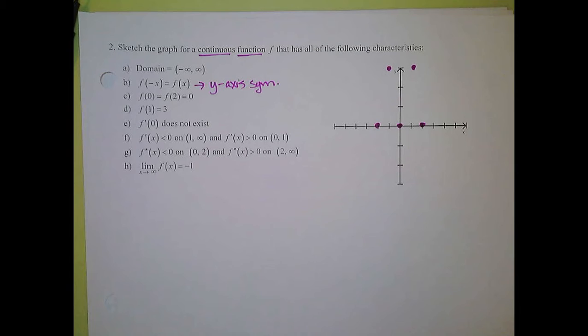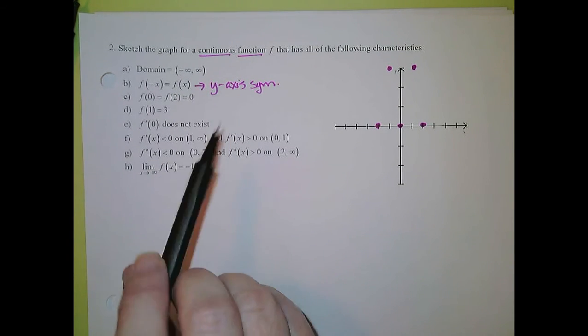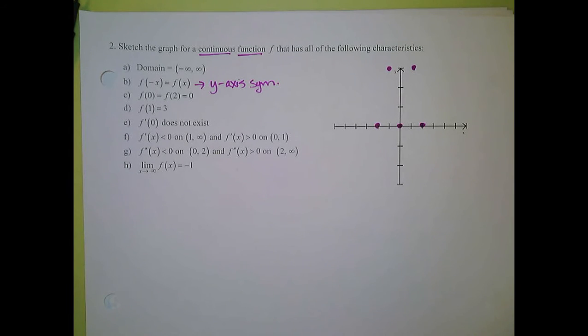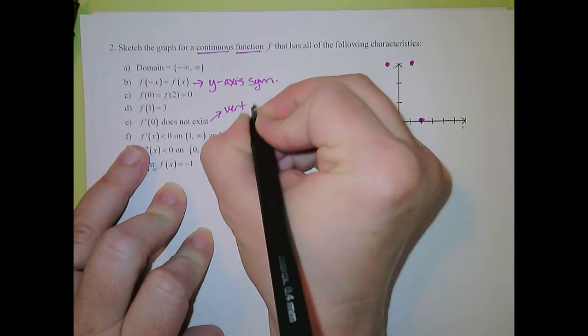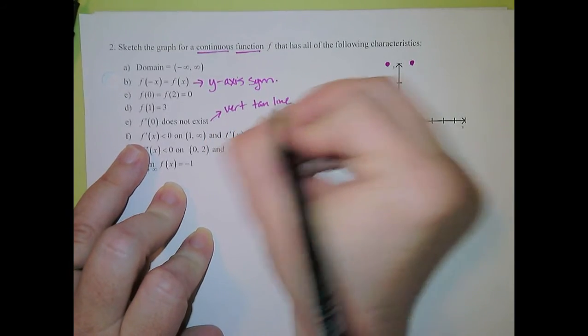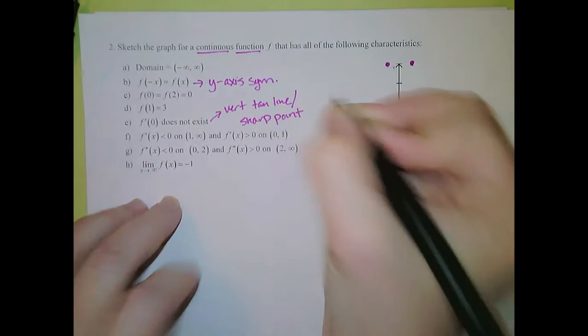The derivative at 0 does not exist. Well, we know there's a few things that would cause the derivative to not exist. One of them is discontinuity, but we know it's not discontinuity because it has to be continuous. So then that means that there's two other options. Either we have a vertical tangent line, which is probably not going to be likely, but maybe, or we have a sharp point. So this tells us we have a vertical tangent line or possibly a sharp point. So we might have to come back to that idea.